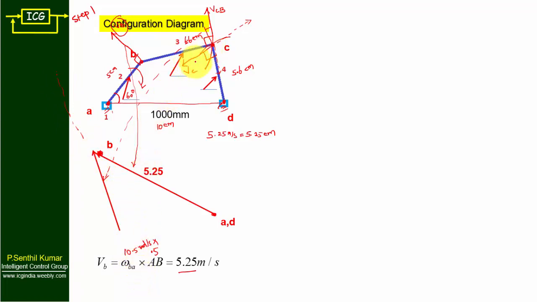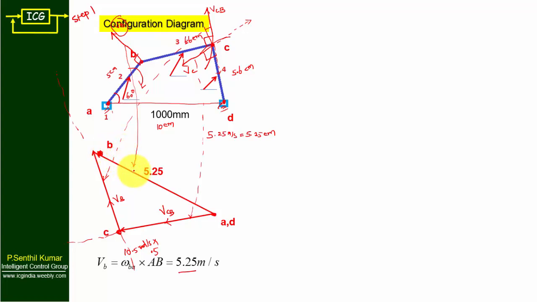Then the third one, VC. So this is the direction of VC. Copy this line here. So this is VC, and this is your VB, and VCB. Now both lines will cut at a point. It will go like this. This is our cutting point. Now I can mark this is point C and this is point B. Now we got all the values.